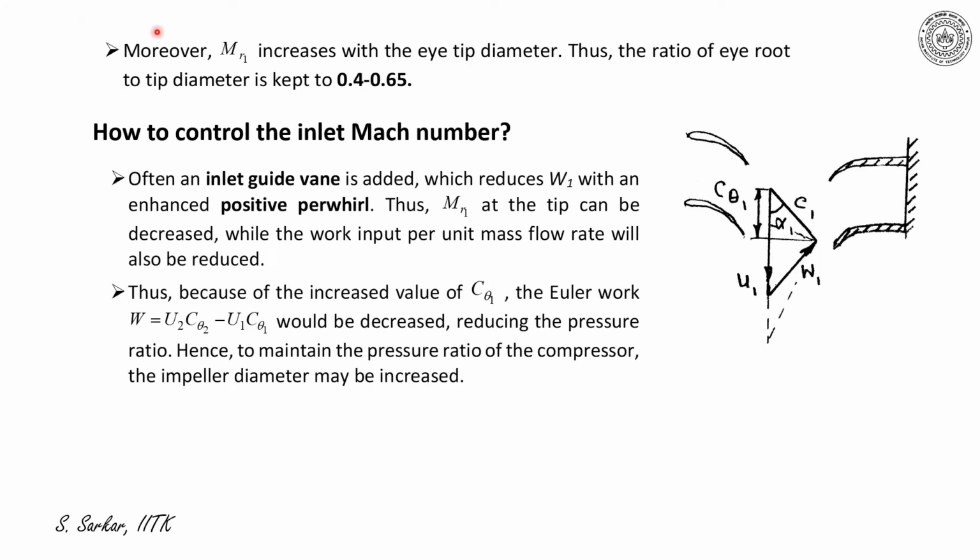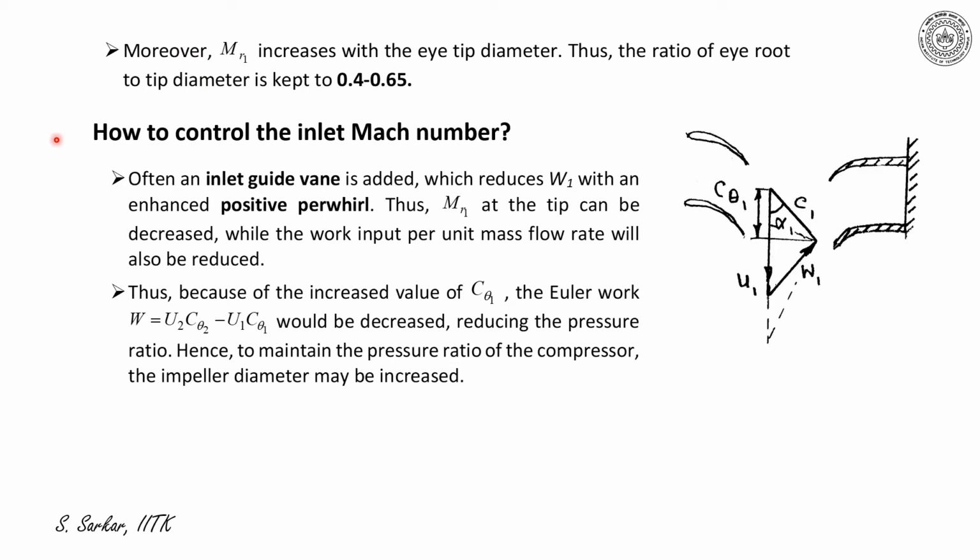Another important point to be noted is that the inlet relative Mach number MR1 increases with the eye tip diameter. Thus, the ratio of eye root to eye tip diameter is an important parameter, and it should be kept within the limit 0.4 to 0.65. Now I have discussed here how to control the inlet Mach number.